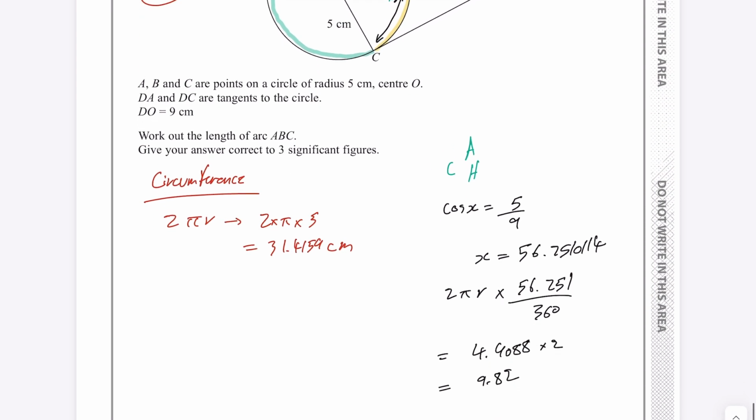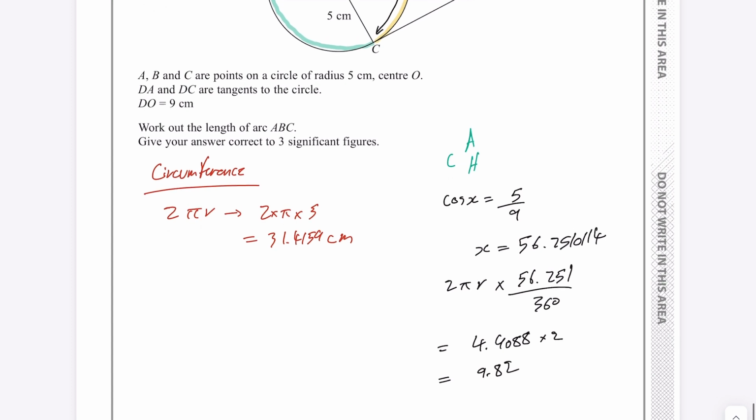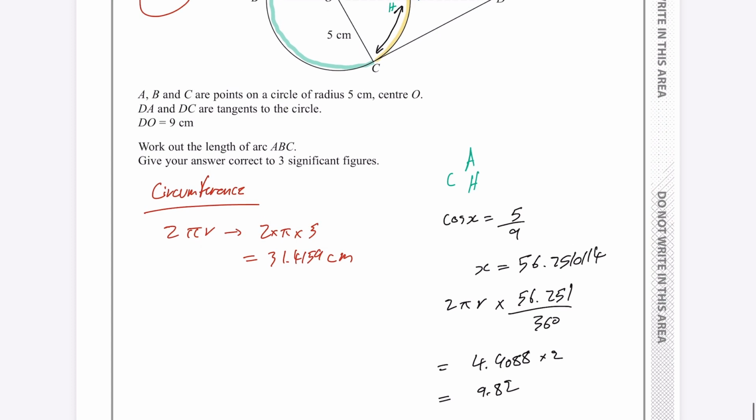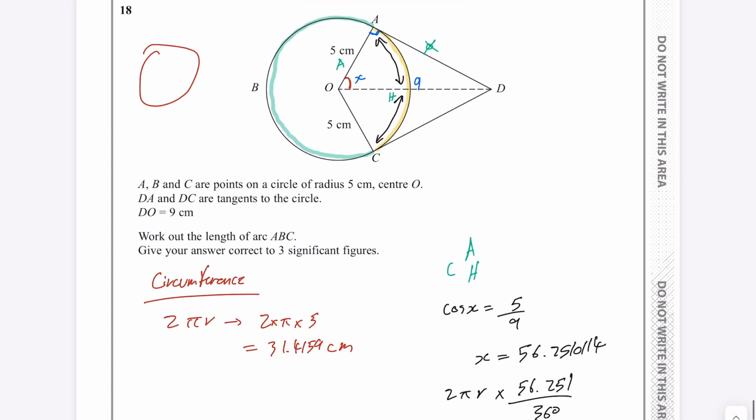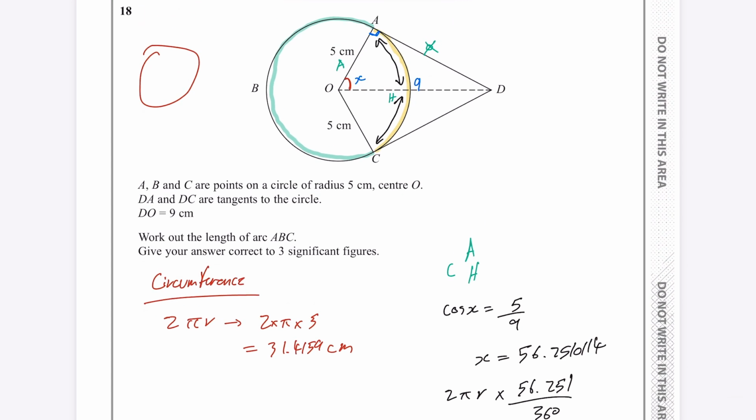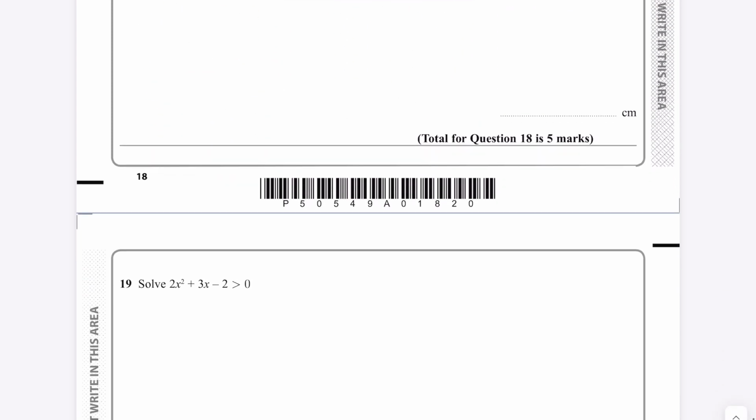And now I need to subtract that from 31.4159 to get the green length. So this is the total yellow length. So if I now go back up here, I can do the total 31.4159 minus the yellow length, which was 9.82, and that gives me the green length, which is 21.6 centimeters. The colors can help, that's why I've colored this in quite a bit.